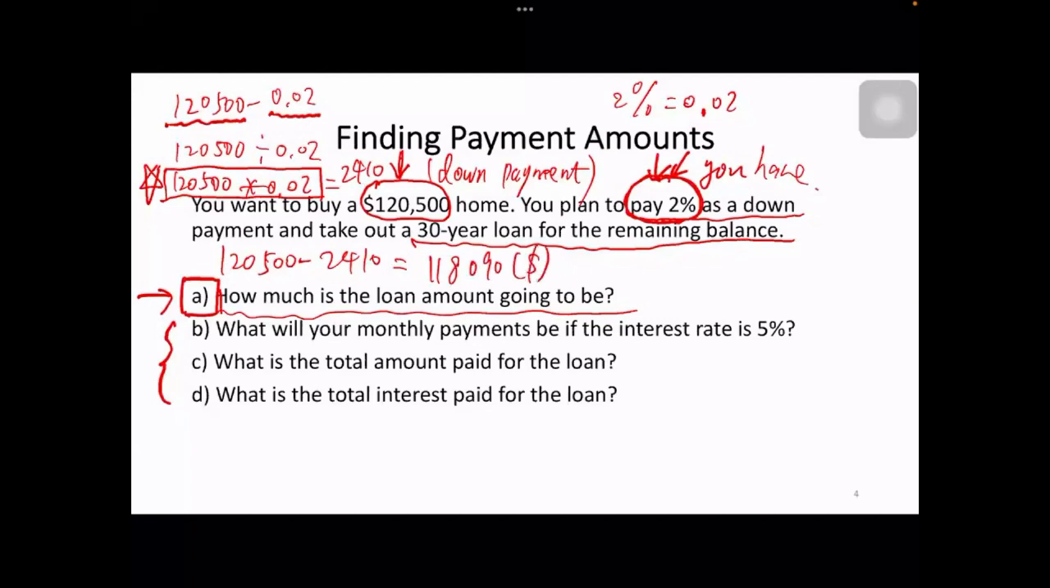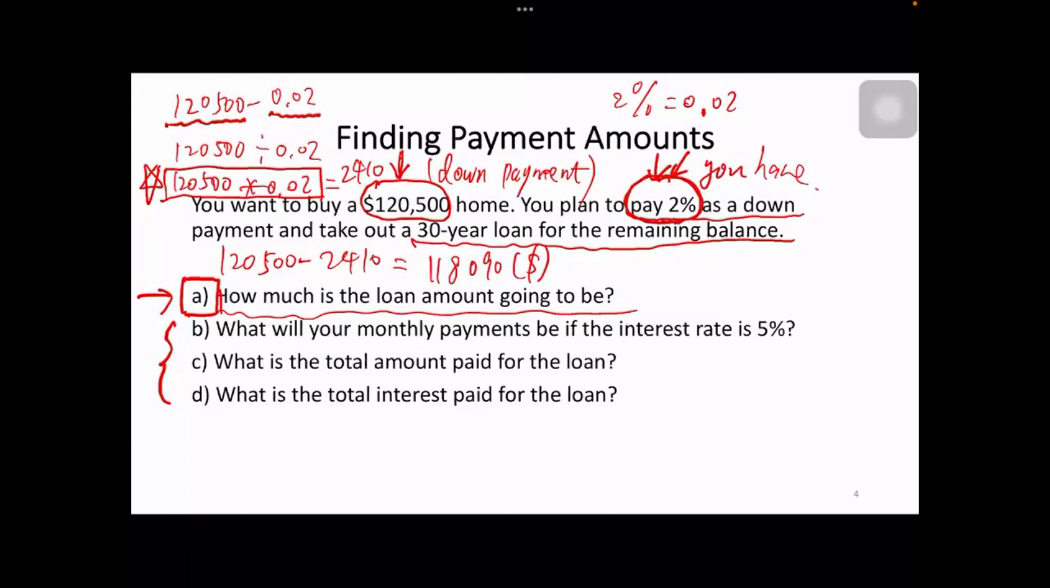So the remaining, that's the money you do not have. Okay, you do have the 2% of the house value, which is $2,410. That's the money you already have, so you don't have to borrow. Okay, and then you just go ahead and pay for that. And then the remaining money, that's the money you don't have, and then you want to borrow from the bank.